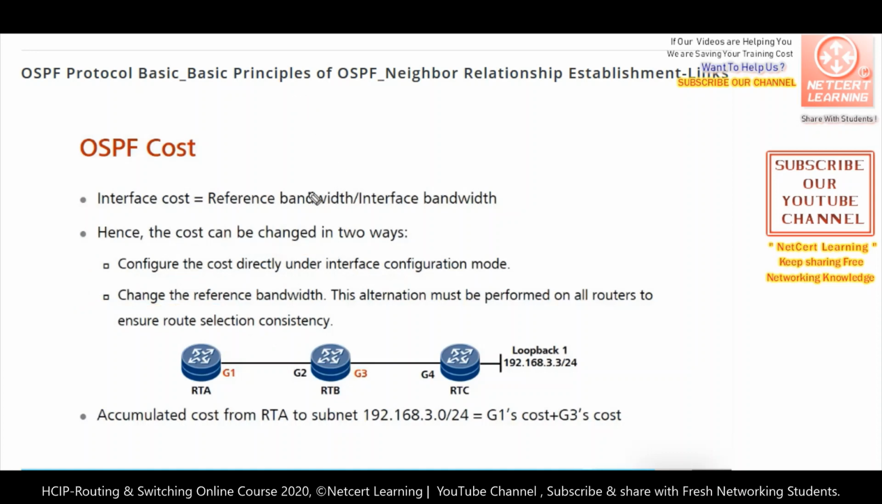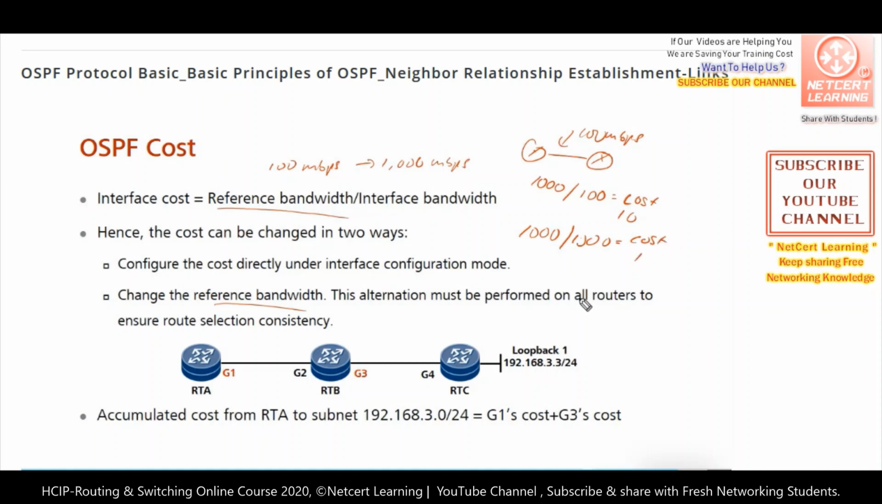Just now I did mention to you that the reference bandwidth by default is always 100 megabit per second. So by changing the reference bandwidth from 100 megabit to, let's say, 1000 megabit per second, now if I'm using an interface of 100 megabit per second, I will have 1000 as a reference divided by 100, which gives me a cost of 10. And if I'm using a gigabit, gigabit divided by gigabit, then the cost is 1. So now I have a difference between 100 megabit and 1000 megabit. So there is a difference between a gigabit as well as 100 megabit. So this is the second way for us to change the cost, based on the reference bandwidth.